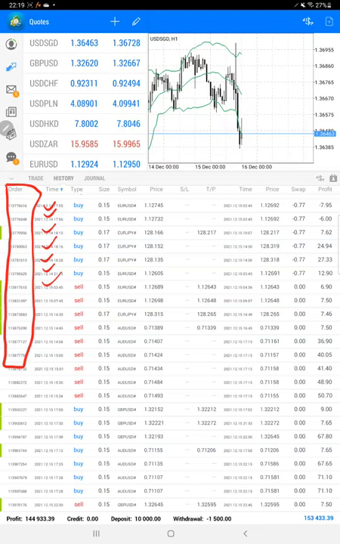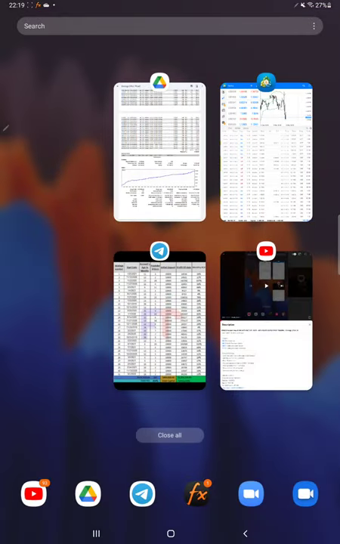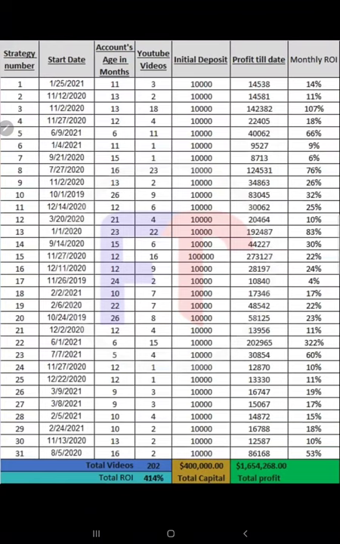And the current profit is $144,000 right now, which is almost near to $145,000. And here is the current balance, which is $153,000 right now.